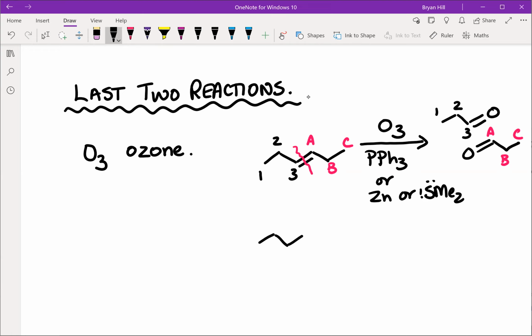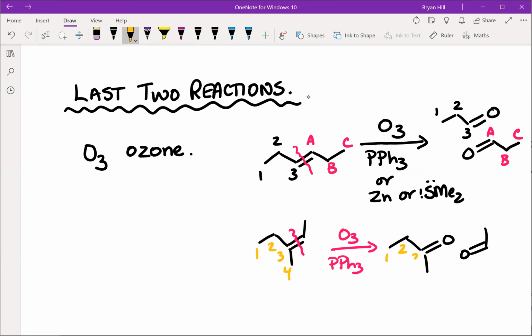So let's do this one. And our two fragments would be, now usually you'd only want one of them. So this is 1, 2, 3, 4, and the other side will be A, B. It might be that when you're doing this reaction, there's one part that you want, and you're just trying to make a ketone or an aldehyde, and that's when it would be useful.